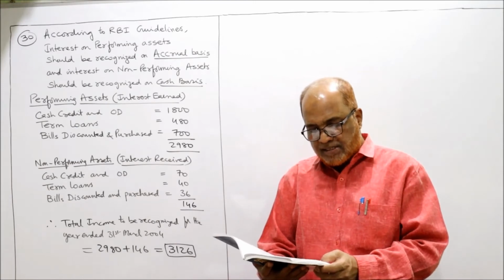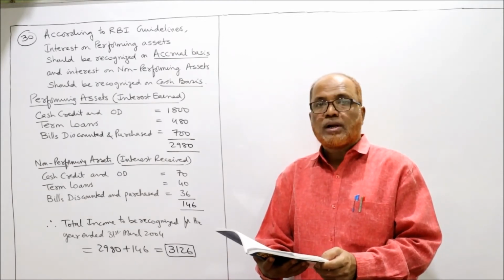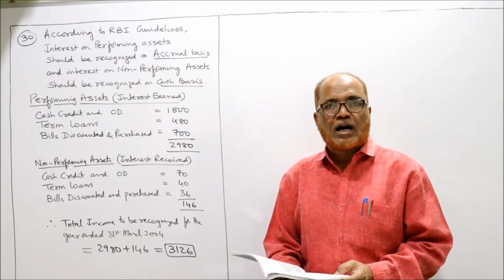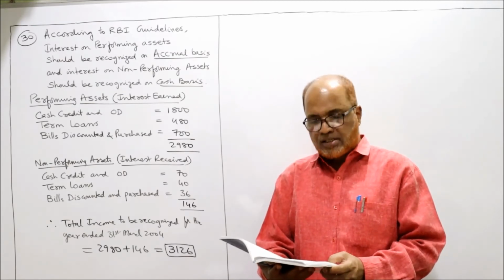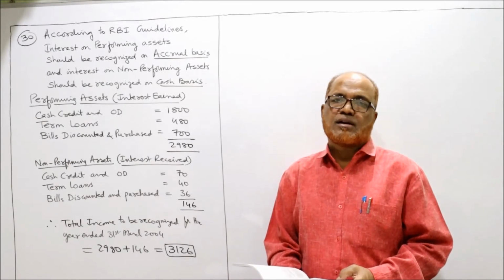For non-performing assets, cash credit and overdraft, 450 earned but only 70 received. For term loans, 300 earned but only 40 received. Last, bills purchased and discounted, 350 earned but only 36 received.